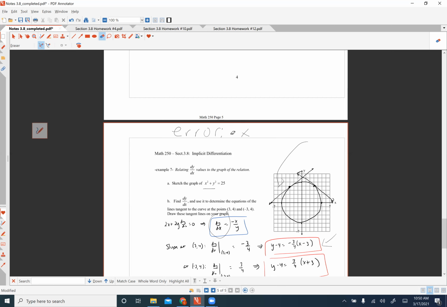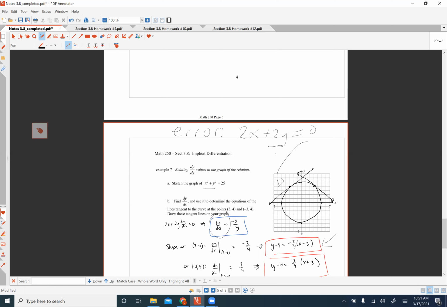Let's see, maybe give a little more space here. So some students will go 2x and then go 2y, and then they forget to go times y prime equals 0. So here, that's an error right here, right? So forgetting to actually do the implicit, using the chain rule to get y prime, is a very common error. So why don't we look at some of the homework problems?